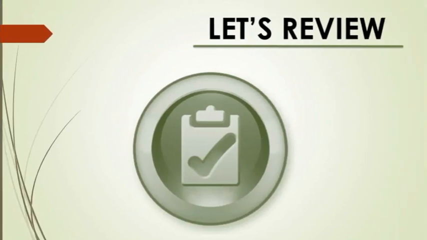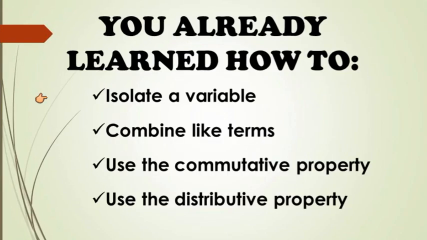Let's take a moment to review what we have learned so far in today's lesson. We have learned how to isolate a variable by getting the variable on one side of the equation, combining like terms, using the commutative property, and using the distributive property in order to solve for a variable. If you have any questions regarding this lesson, please don't hesitate to let me know.